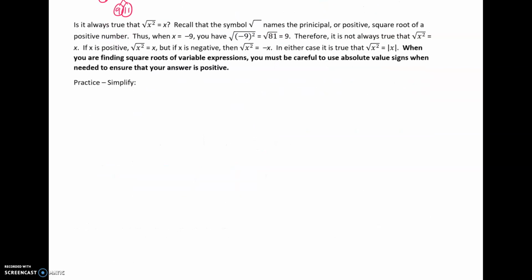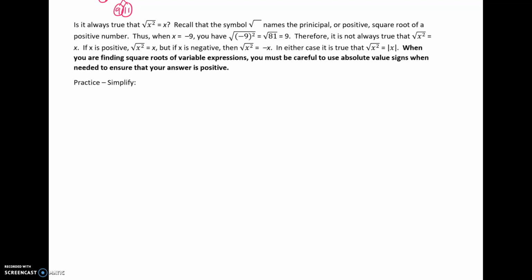It says, is it always true that the square root of x squared equals x? Recall that the radical symbol names the principal or positive square root of a positive number. Thus, when x equals -9, you would have the square root of -9 squared, which equals the square root of 81, which equals 9. Therefore, it is not always true that the square root of x squared equals x.